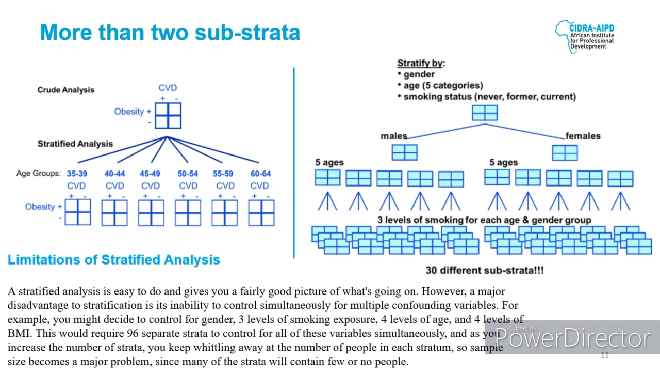However, subjects less than 50 are likely to vary substantially with respect to BMI and rates of cardiovascular disease. The same is also true for subjects of age 50 plus. Therefore, by stratifying into just 2 broad age groups, we would likely have a problem with residual confounding. To deal with this, we could stratify by age at 5 years interval. So here we can see the crude analysis, which is CVD and obesity, and we stratify it into 5 years age groups.